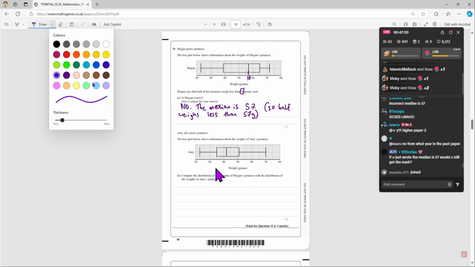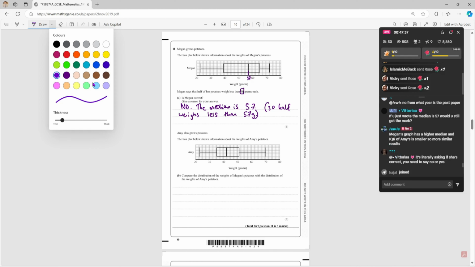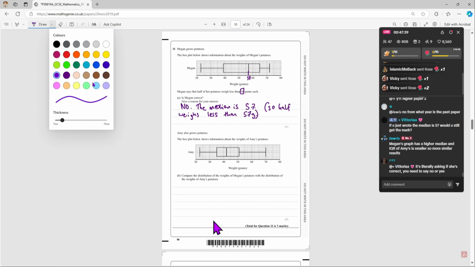So we have to compare the box plots. Normally, I'm going to tell you this: whenever you have a box plot question, it always has a part 2 to it, and it always tells you to compare the distribution or something like that. It always comes up on all the higher papers. You need to know that.